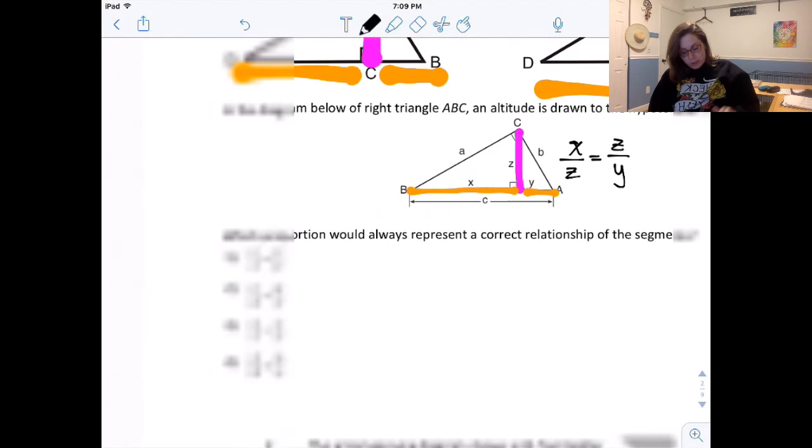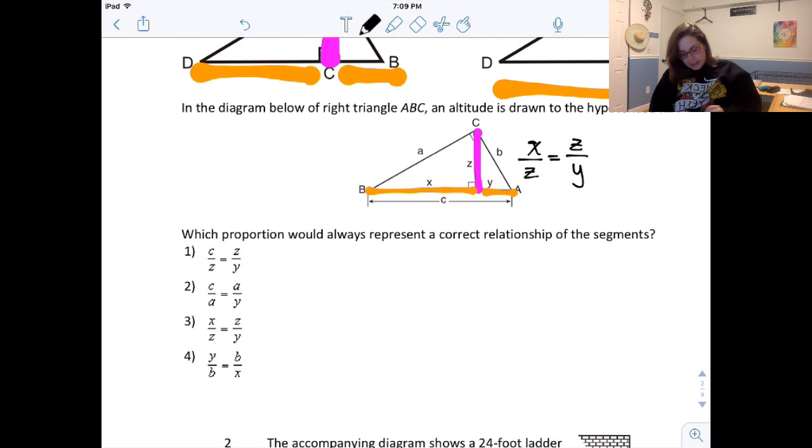So let's see if that's an answer choice. So X over Z and Z over Y. That happens to be answer choice 3.